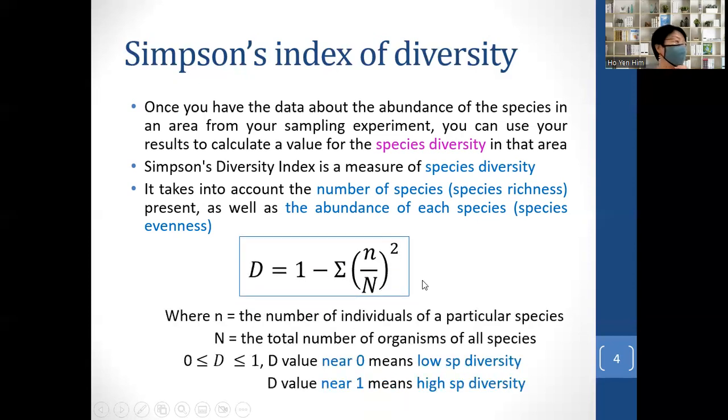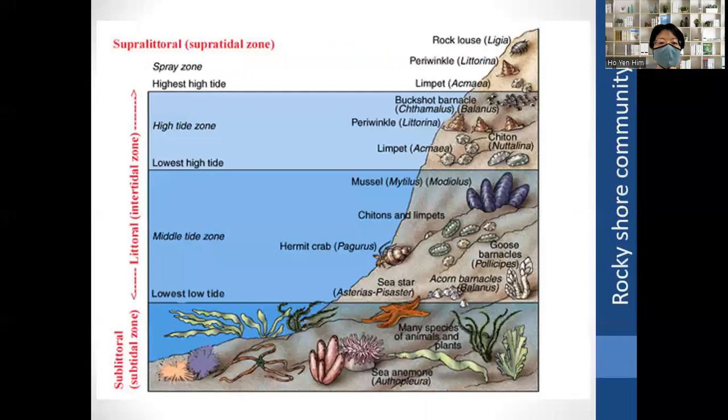So this is a formula that will be given to you, where D is the index of diversity. Okay, this is Simpson's Index of Diversity. Small n is the total number of individuals in a species. Big N is the total number of organisms of all species in the area that you sample. And the value of D must be between 0 and 1, whereby 0 means low species diversity and 1 means high species diversity. Okay.